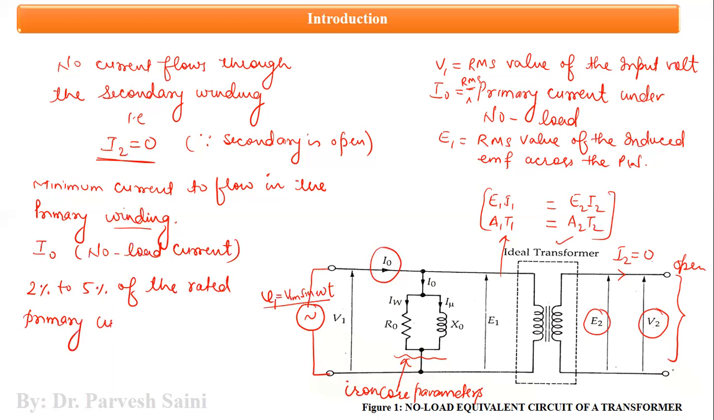Rated primary current is that current which is specified by the manufacturer, meaning the maximum current that can flow through the primary winding when the transformer is connected to the rated load. And rated load means the load that a transformer can bear and withstand without any damage, without any malfunctioning. Okay, now let us proceed further.